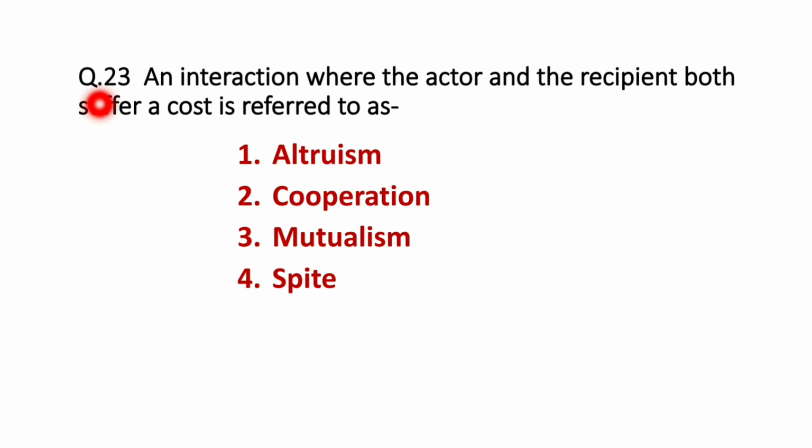Question number 23. An interaction where the actor and the recipient both suffer a cost is referred to as. The options are altruism, cooperation, mutualism, or spite. The right answer is option 4, spite.